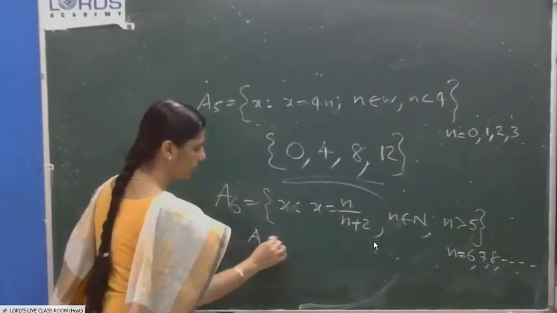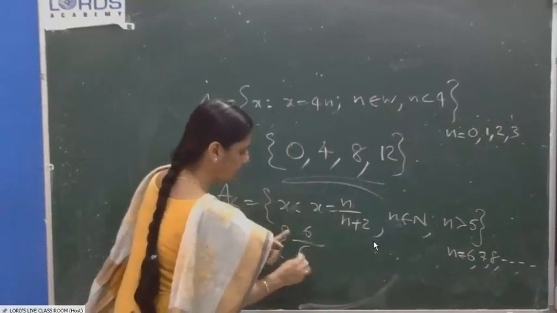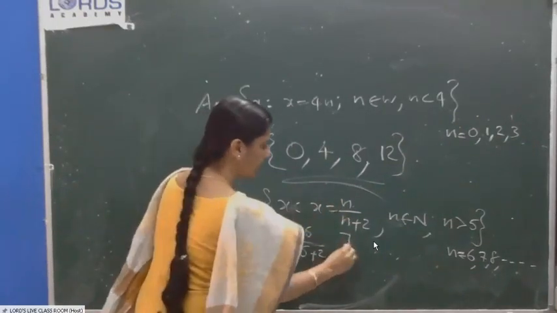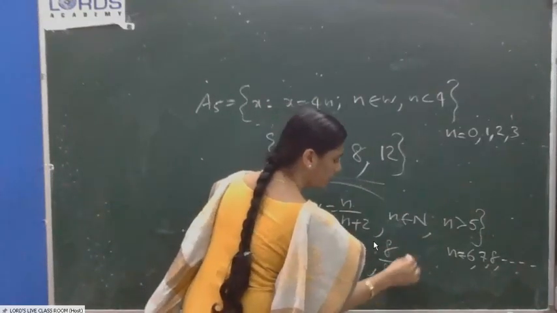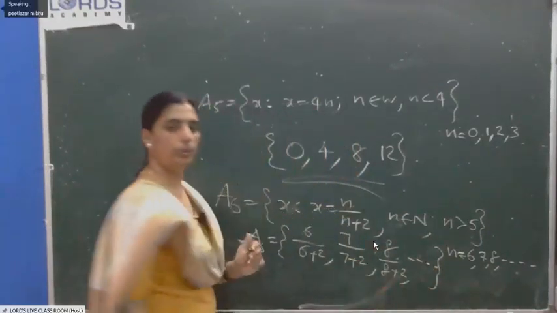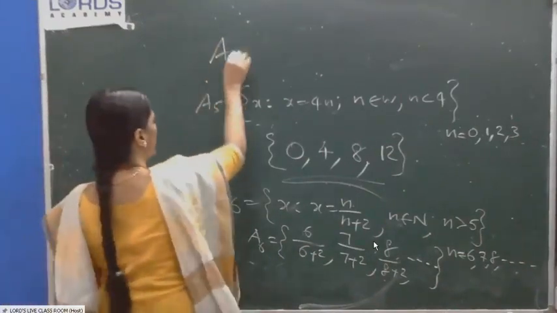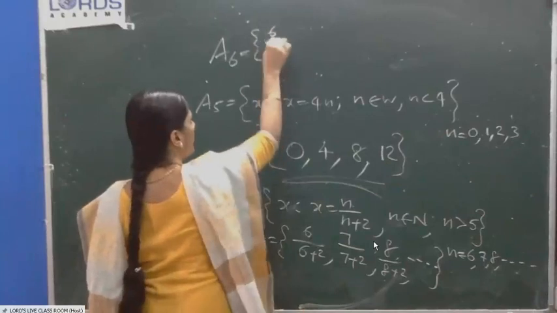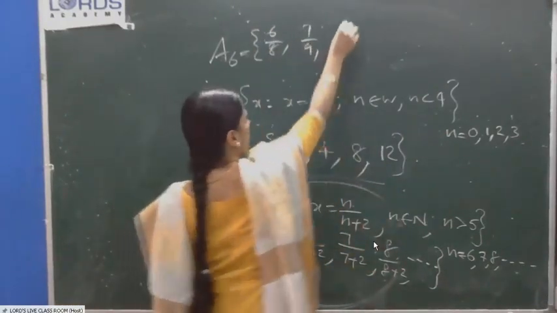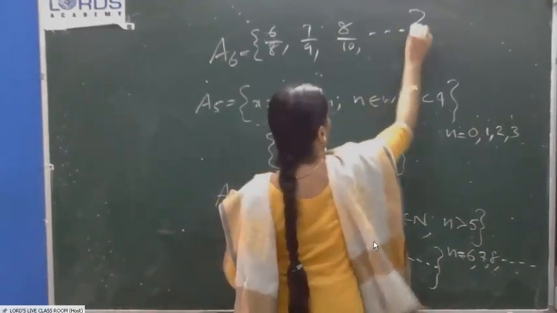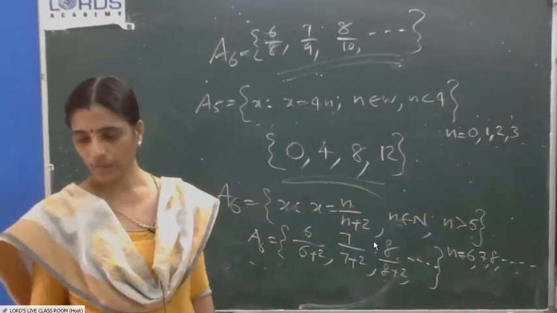A6 is equal to, what is the first number? 6. 6 by 6 plus 2. Next one, 7 by 7 plus 2. Next one, 8 by 8 plus 2. Then here you put etc., because we cannot write fully. So the answer is A6 equal to 6 by 8, 7 by 9, 8 by 10, etc. Clear? Yes.